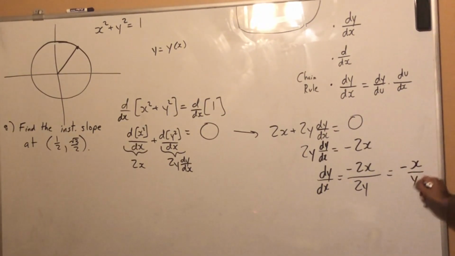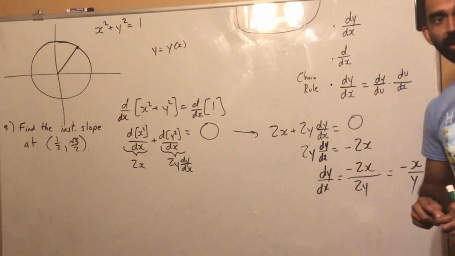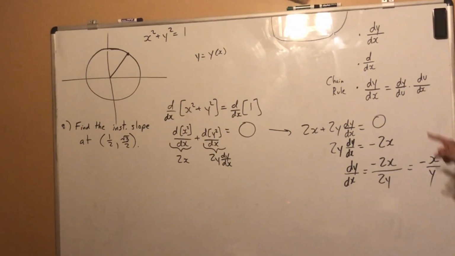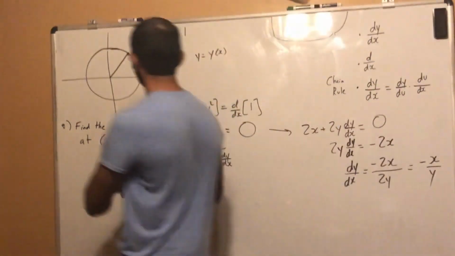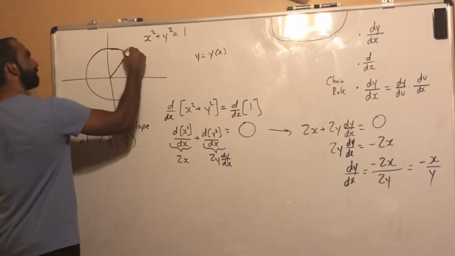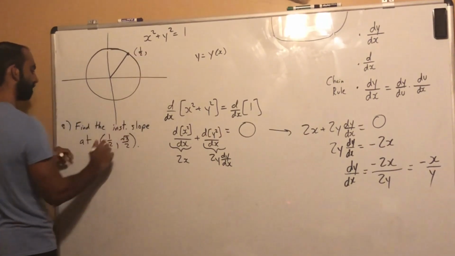Negative x over y. In other words, for any point on this circle, if you know the x-coordinate and you know the y-coordinate, the instantaneous slope at that point on the circle is just those two coordinates divided by each other with a negative sign in front of it. I thought it would be y over x because slope is defined as y over x. This is the slope of the tangent line. So, the instantaneous slope, I'm really referring to the slope of the tangent line at this point. So that was a good observation.